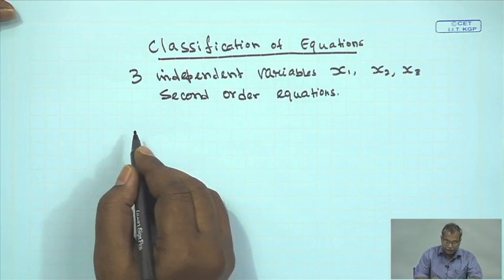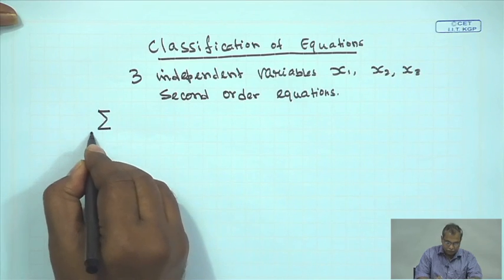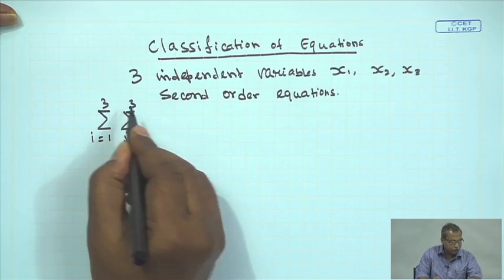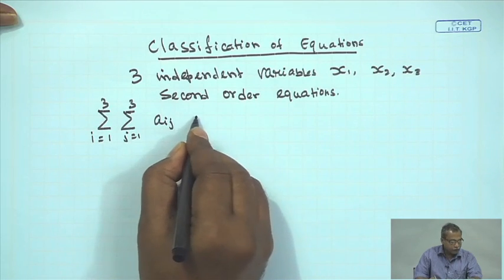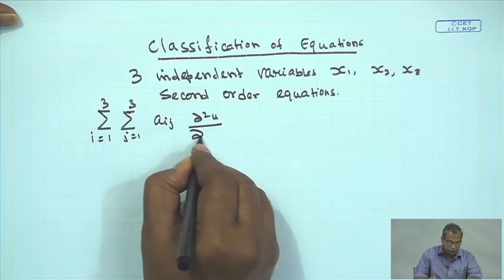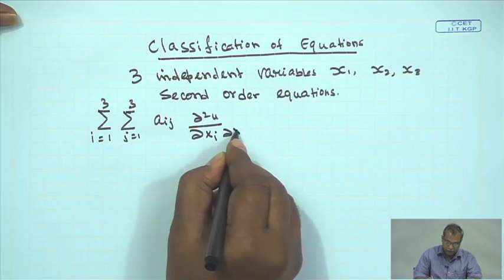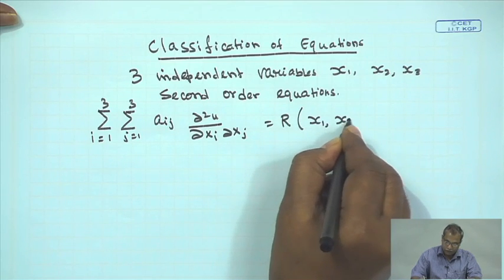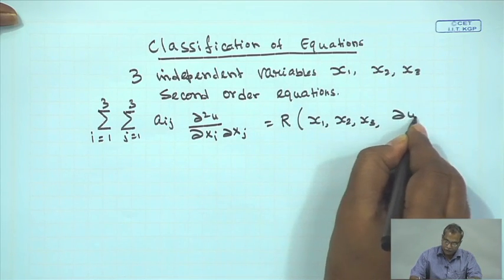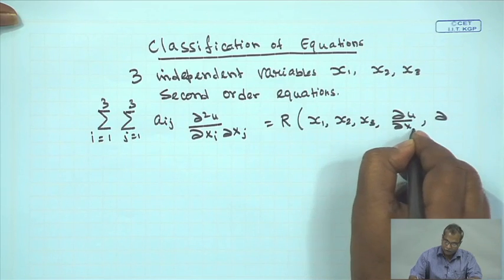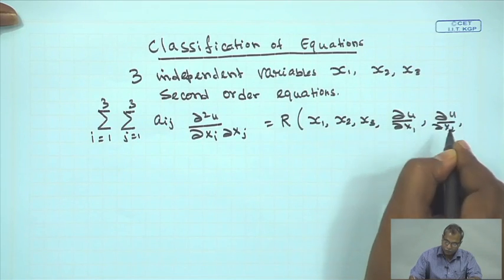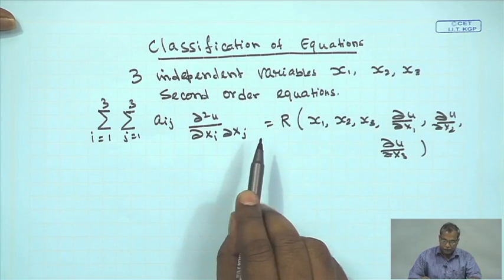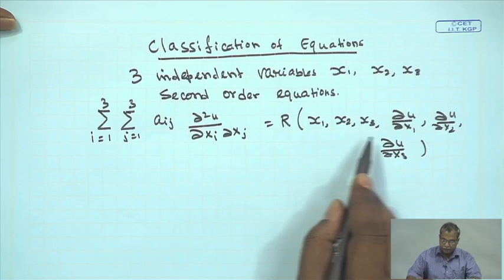So, that can be written in general as summation of i equal to 1 to 3, summation of j equal to 1 to 3, a_ij del square u del x_i del x_j is equal to f of x1, x2, x3, u, del u del x1, del u del x2, del u del x3 in general. So, all the second order equations can be represented in this particular form.